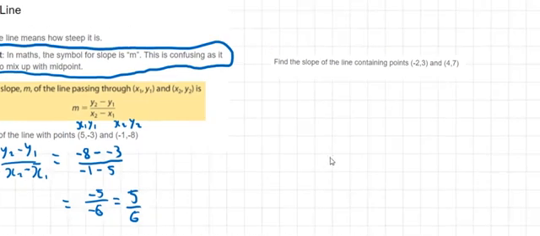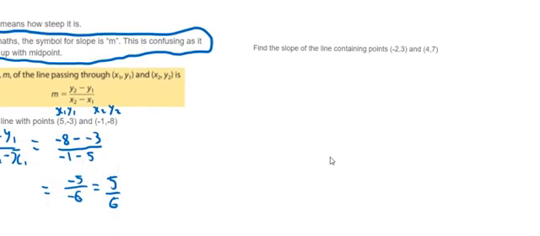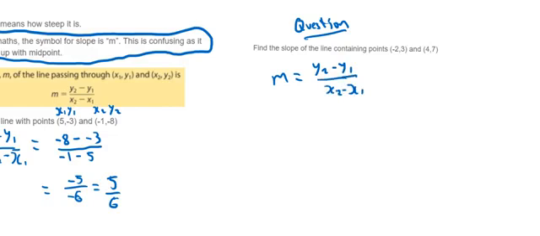So if you want to try this question, you can pause the video now and fill the numbers into the formula, and then play on the video and I'll go through the answer for you.